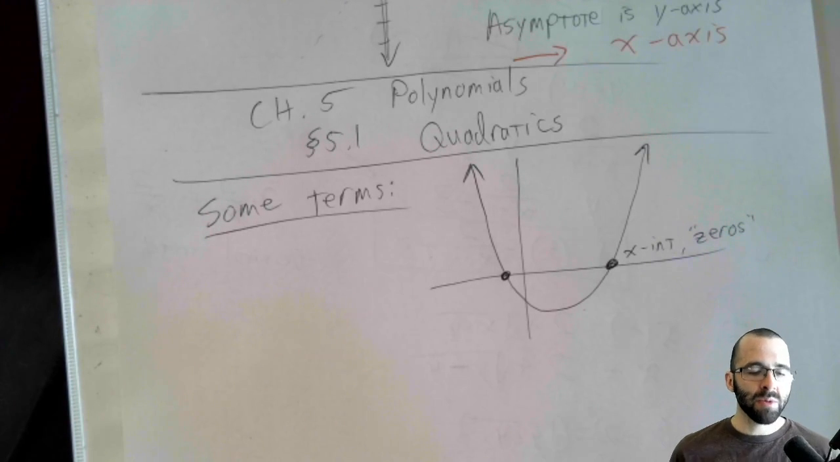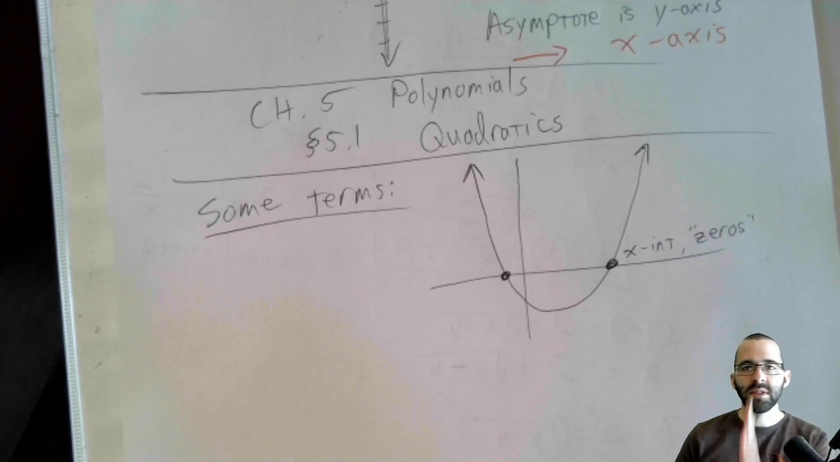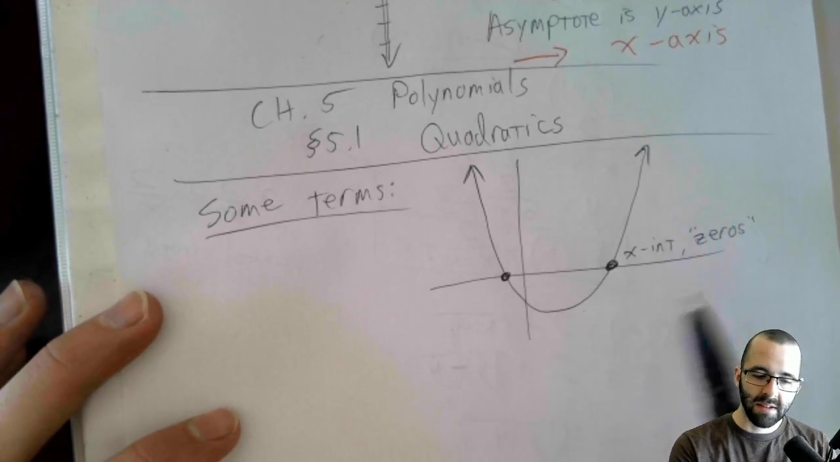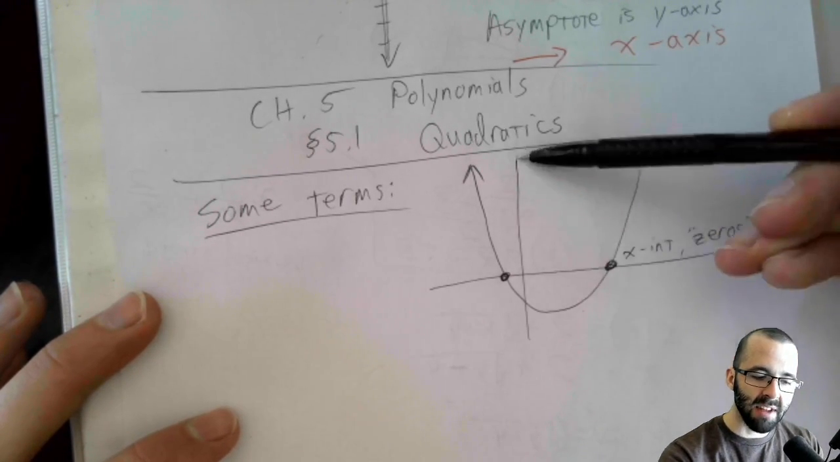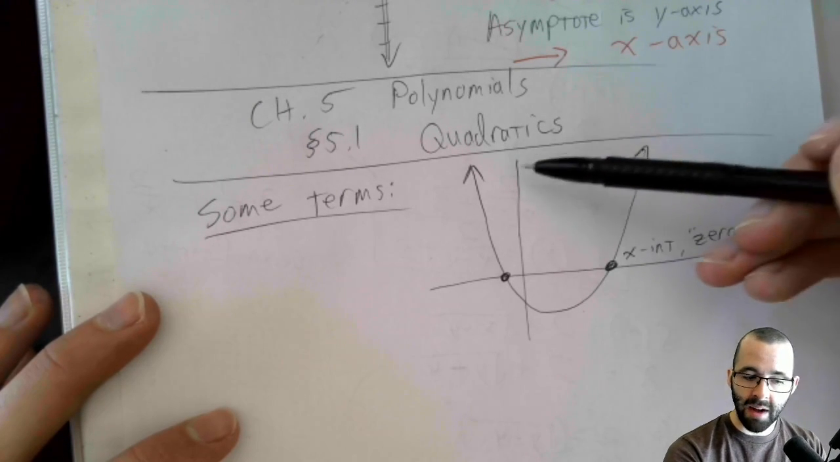Another thing, and this relates to your quiz yesterday as well. Remember when we talked about even and odd functions? Right, even functions were symmetric about the y-axis. So this is not symmetric about the y-axis. Right, it's not the same to the left of this as it is to the right. Now there is some symmetry, but not about this.